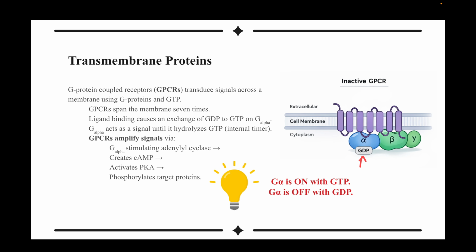G-alpha acts as a signal until it hydrolyzes guanosine triphosphate back to GDP as an internal timer, and in the meantime, G-alpha will stimulate adenylyl cyclase, which creates cAMP, activates PKA, and then phosphorylates target proteins. GPCRs use this to amplify signals, so at every stage it gets exponentially bigger and bigger. That way, after just one ligand binding to one receptor, thousands of target proteins can be phosphorylated.